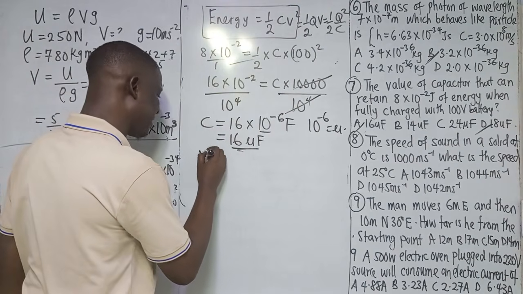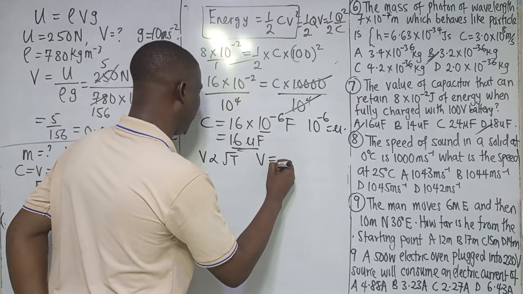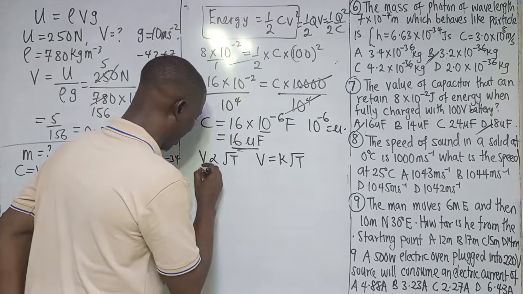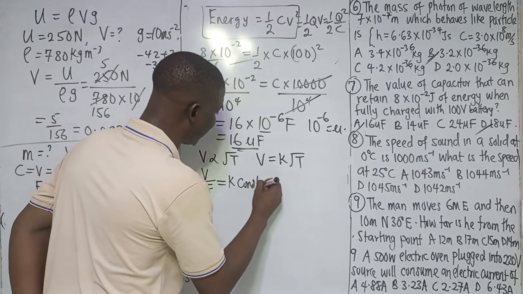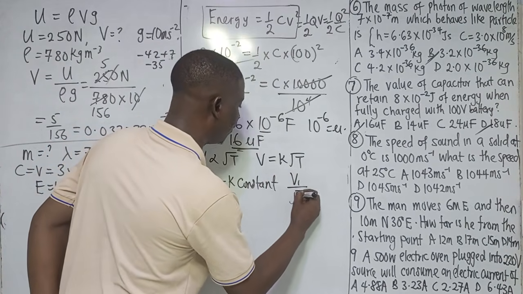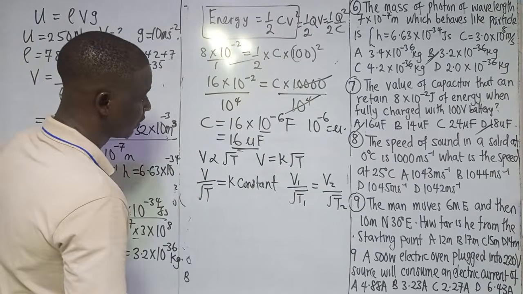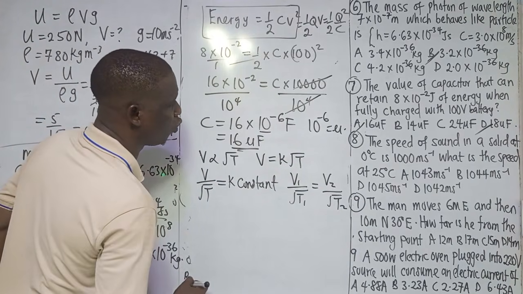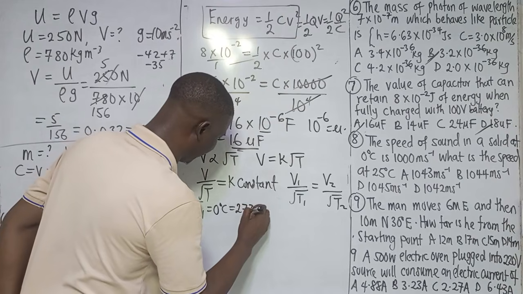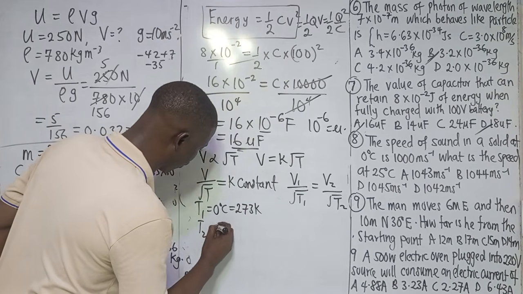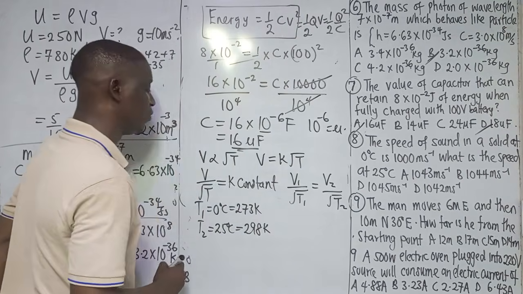They said V is proportional to the square root of temperature. Please take note of that. So if you remove proportionality, I would have V equal to k root T, and V over square root of T equal to a constant. So in that case, we can create V1 over square root of T1 equal to V2 over square root of T2. We play with it. T1 is 0 degrees, if you convert, you have 273 Kelvin. T2 is 25 degrees Celsius, if you convert, I would have 298 Kelvin by adding 273.